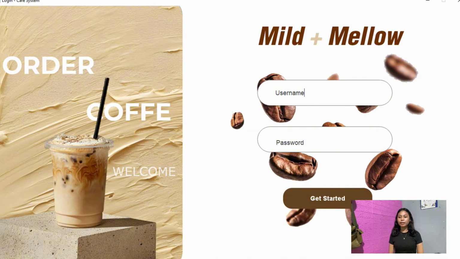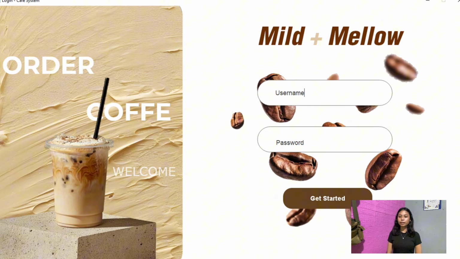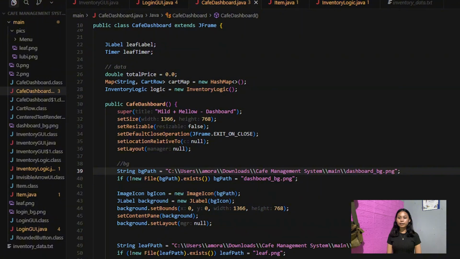Before we dive into the specific features, let's look at the entire life cycle of a transaction, from the user logging in to the final database update. First step is the access. The user runs the application and logs in. The login GUI validates credentials and launches the dashboard.